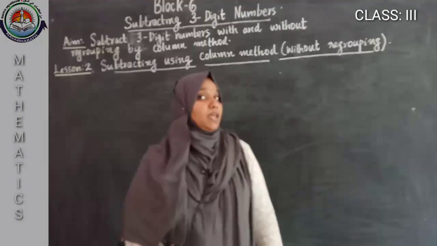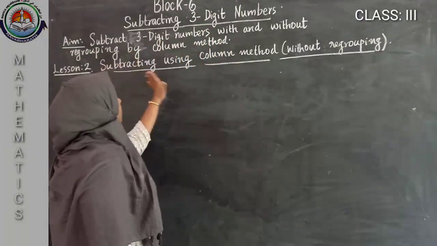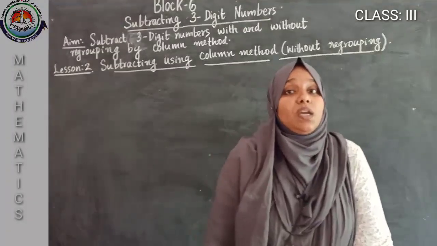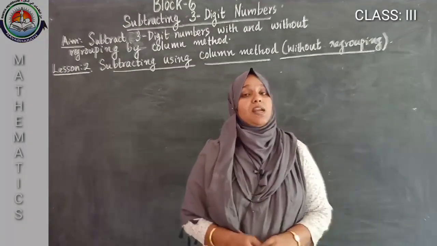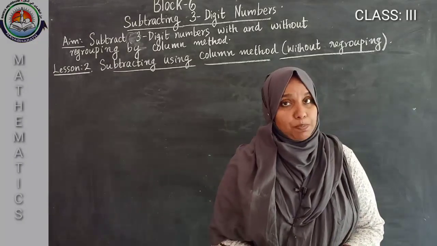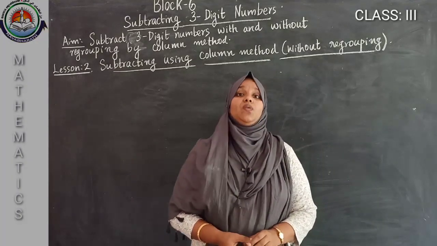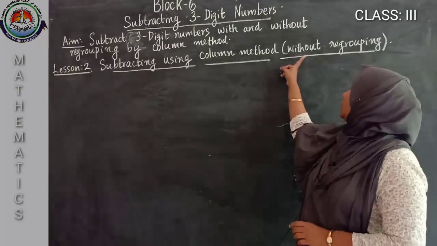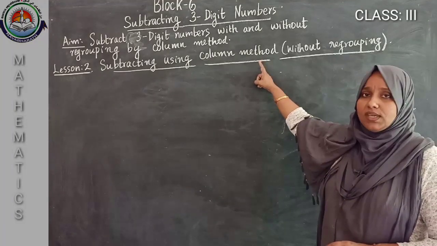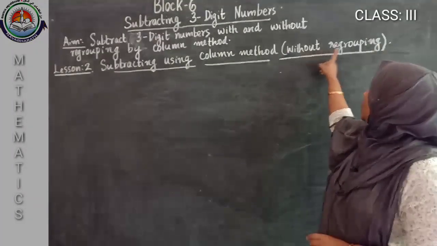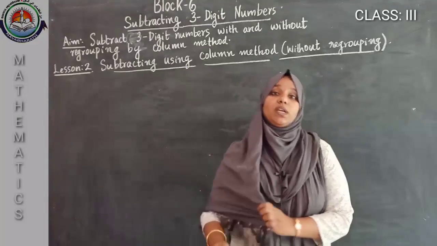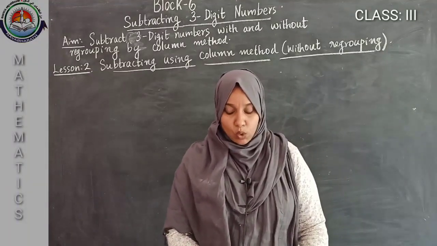Okay. So today in our block 6 we are going to discuss subtracting 3-digit numbers using the column method. In our last class we learned about subtraction using the expanded form method, and today we are going to discuss the column method. It is so easy for us. First we are going to discuss it without regrouping, in lesson 2.